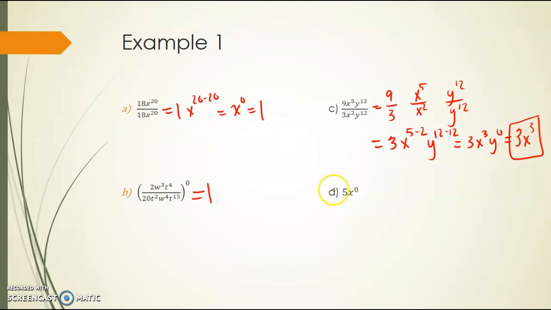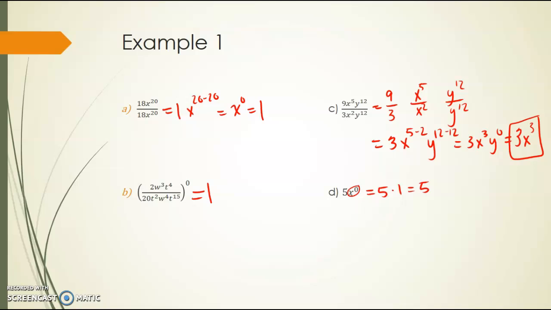All right, so D here, again, that base to the 0 is just with the x. So this is just 5 times 1, which equals 5. The x became 1, so our answer is just 5.